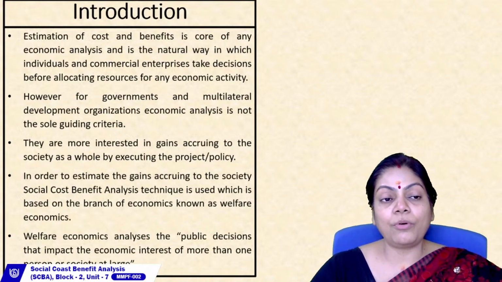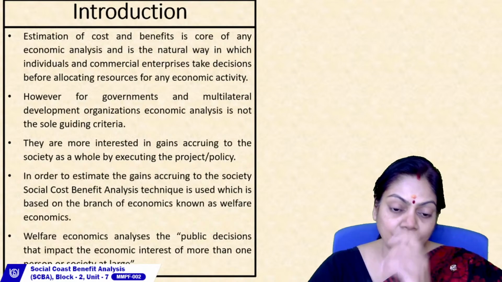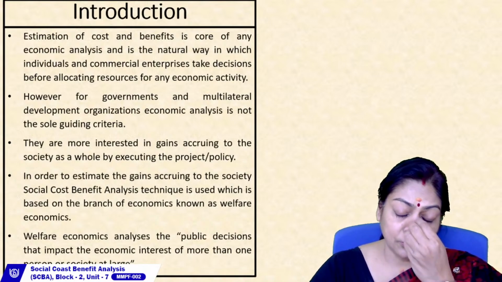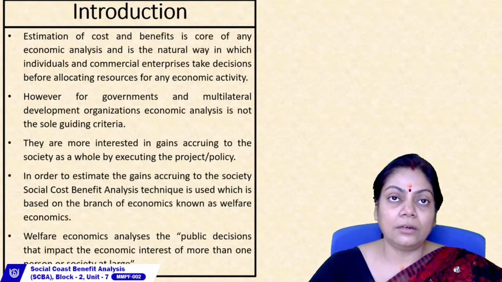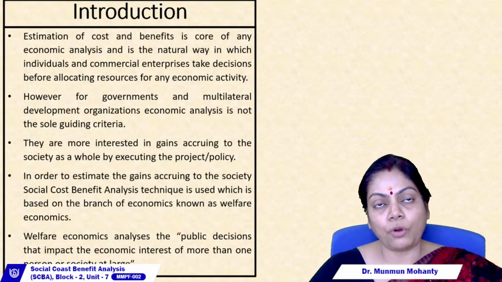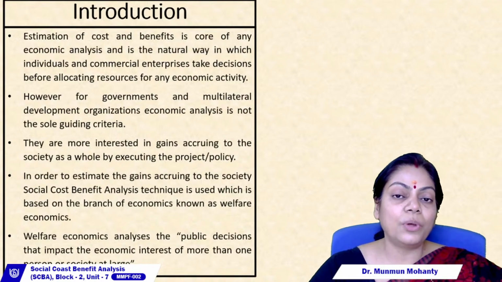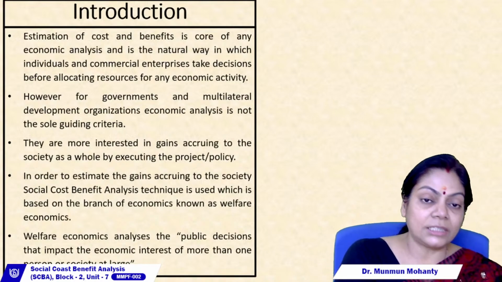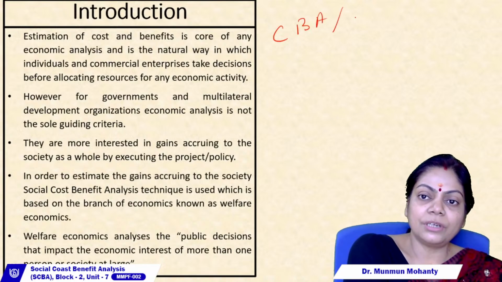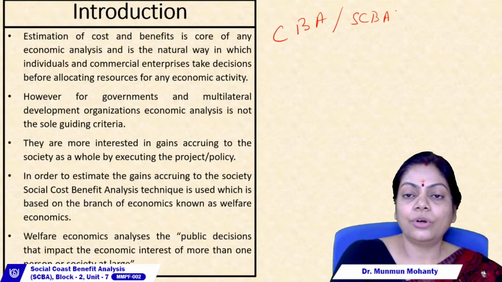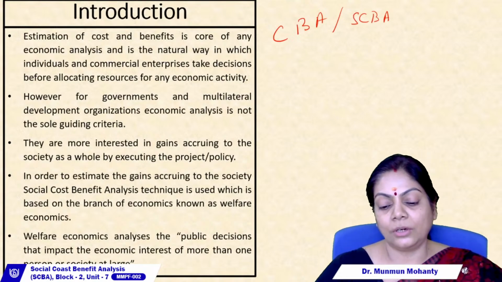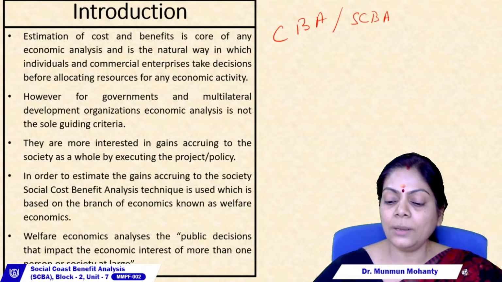So when we are evaluating a project from this point of view, we have to take care of all these stakeholders, and the simple cost benefit analysis used by the corporate sector might not be sufficient to deal with this kind of problem. The corporate sector deals with CBA, that is cost benefit analysis, whereas governments deal with SCBA. So you have to distinguish between cost benefit analysis and social cost benefit analysis. CBA is used by corporates, whereas SCBA is used by governments and other development agencies.